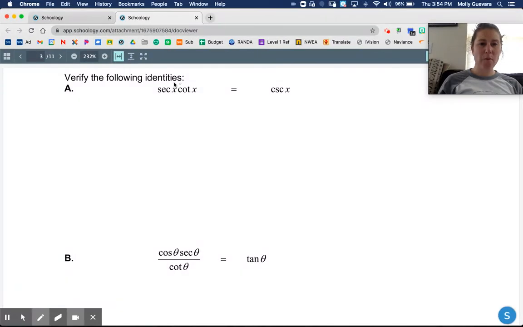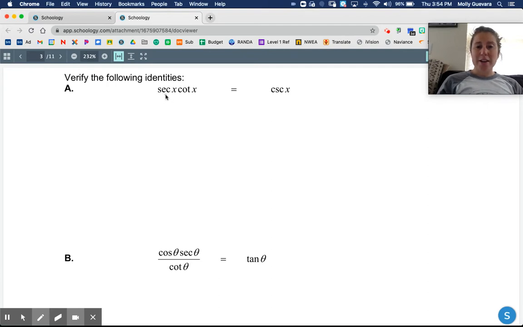For A, I want secant of x times cotangent of x to equal cosecant of x. So I want to verify that this is true. Okay, so the way that I do that is I'm going to work on the left side and I'm going to try to get the left side to look like the right side.